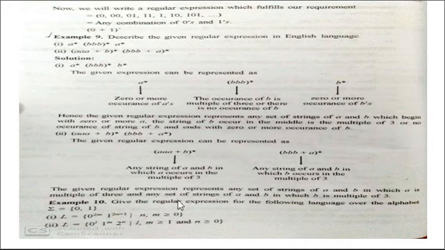Okay, the given regular expression represents any set of strings of a and b in which a is a multiple of 3, and any set of strings of a and b in which b is a multiple of 3. Give the regular expression for the problem. You will understand with the help of problems.